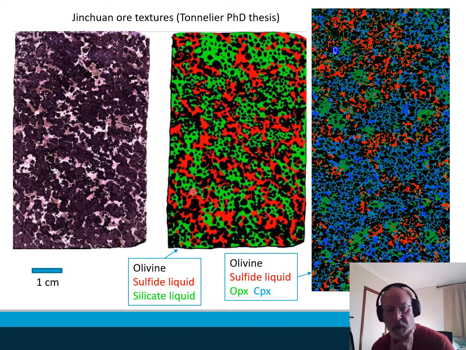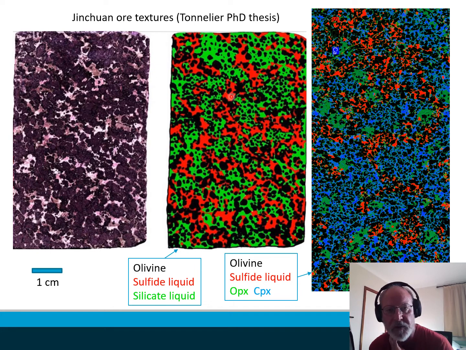Now it turns out we then started looking at lots of other ore deposits, and we found that this was actually a really common thing. So these are some disseminated to net textured ores from very important ore deposits in China. Jinchuan, one of the biggest nickel deposits in the world. And pretty much all of the Jinchuan ore looks like this, and I've done the same thing here again. I've just broken out the different components so you can see them.